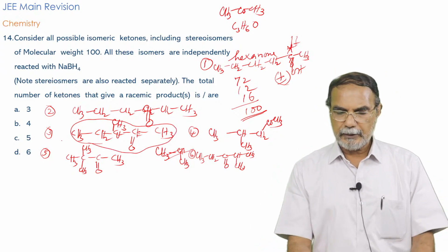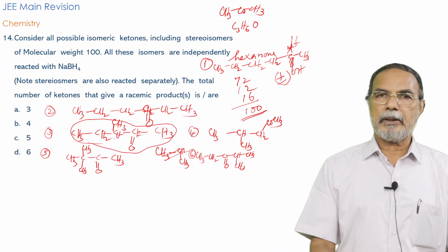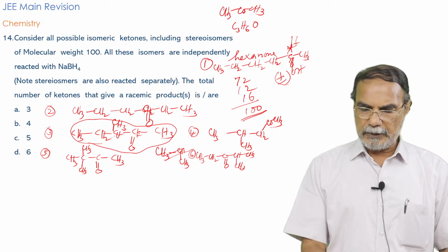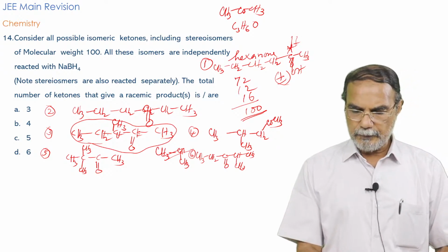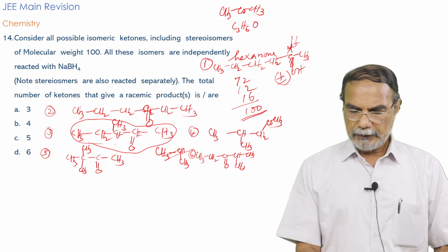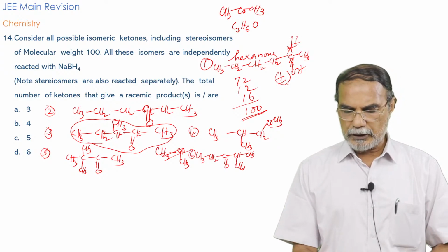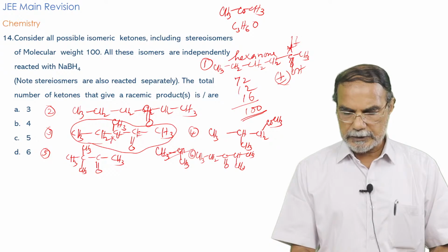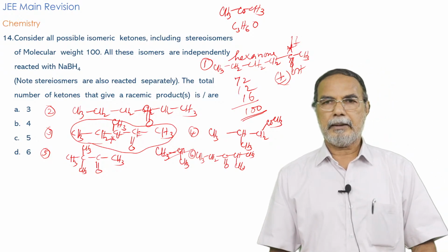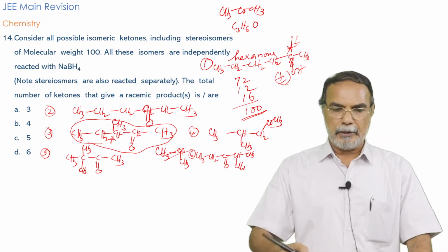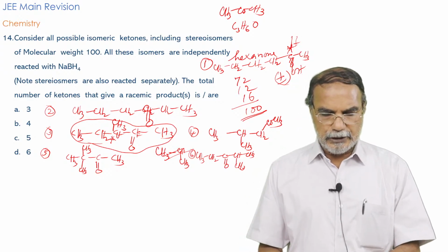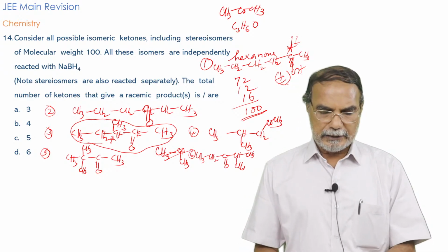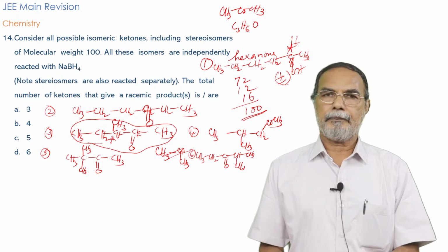Structure number 3, look at this carbon. This carbon has an ethyl group, a methyl group, a hydrogen atom, and a COCH3 group. That means this carbon atom is chiral. Among the 6 isomeric compounds, only this isomer has a chiral carbon atom.